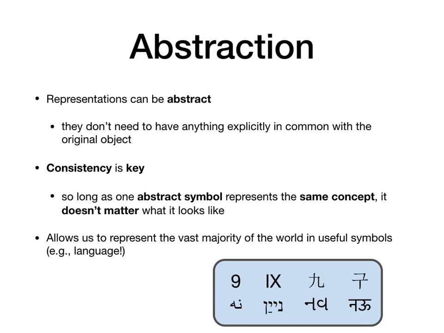They don't have to be a good photographic memory of a tree, right? Anything that you can have that points to that tree, the concept of a tree, that can work. The key is consistency. So as long as the abstract symbol that you choose represents that same concept every time, or maybe not identical every time, but more or less points to the same kinds of stuff, it doesn't really matter what it looks like.